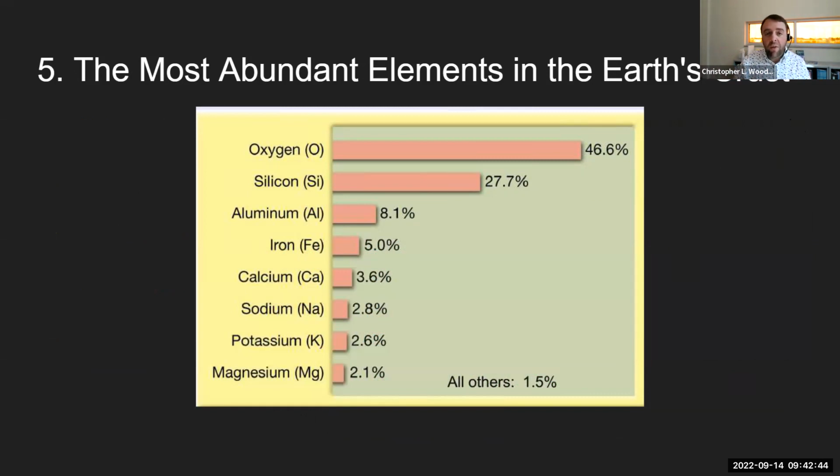Turns out oxygen and silicon combine to make one of the most common minerals on Earth in lots of various forms. Just call it silica, but quartz, amethyst, those are all variations of silica.